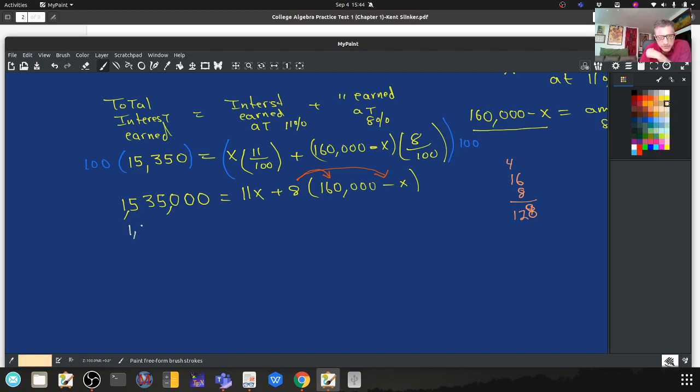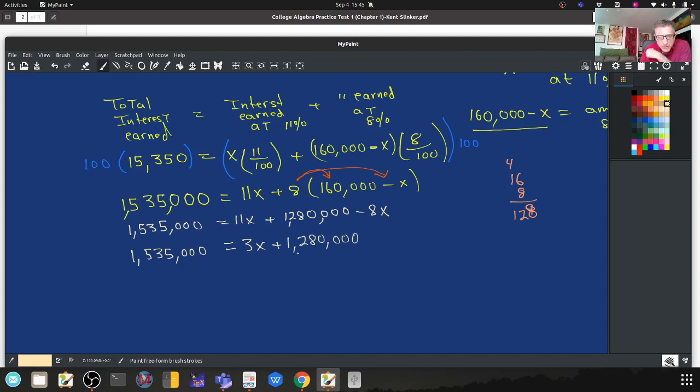So I'm getting ready to write it out. 16 is going to be replaced by 128, and then all of the zeros stay. And then 8 times minus x is minus 8x. So now I can collect like terms. 1,535,000 is equal to 11x minus 8x, which is 3x, plus 1,280,000.